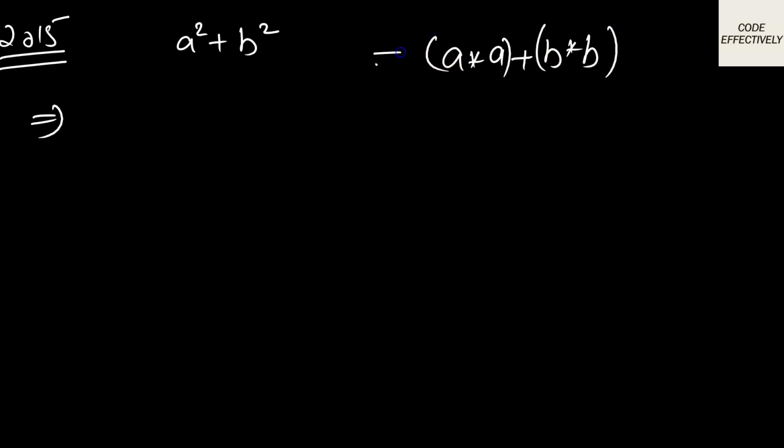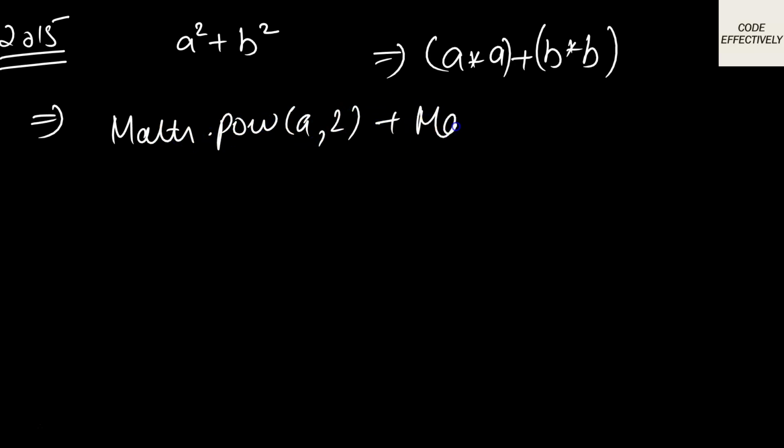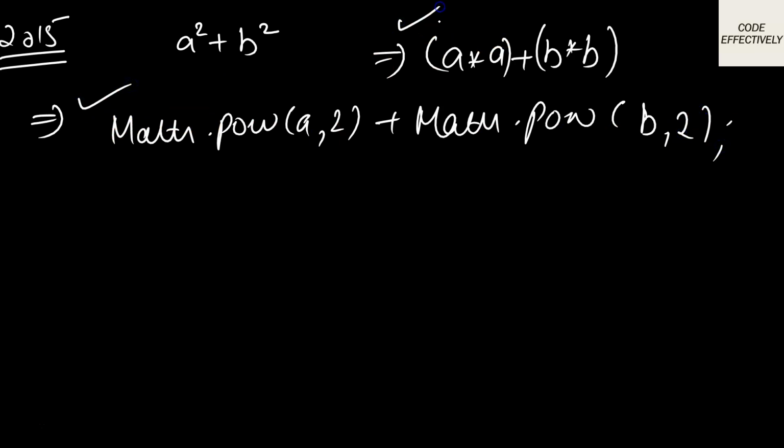But if the teacher says you have to use Math functions, then go for the Math function. It will be Math.pow(a, 3) plus Math.pow(b, 3). You can give both the answers. This answer is also correct and this answer is also correct. It depends upon what your teacher wants, but in board examinations both are correct.